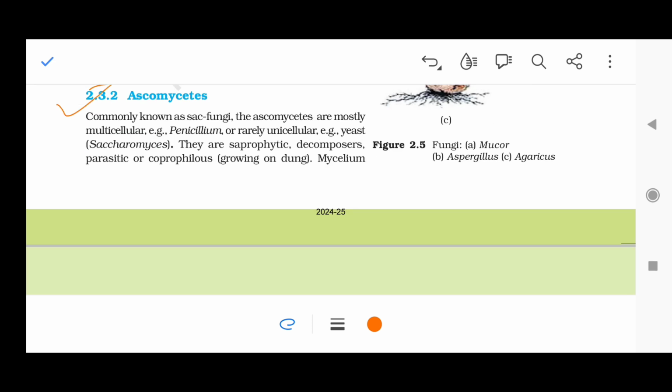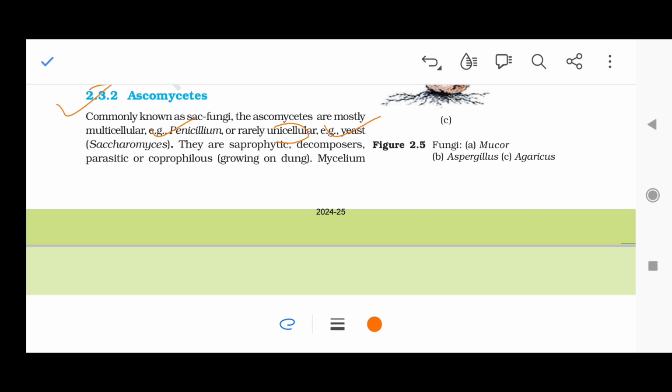Now come to the Ascomycetes. It is commonly known as sac fungi. The Ascomycetes are mostly multicellular. The commonest example is Penicillium, and if they are unicellular, then in that case the common example is yeast, that is Saccharomyces. Ascus means a sac-like structure, that's why this class is called Ascomycetes, and so they are commonly known as sac fungi. The common examples we saw are Penicillium, and the unicellular example is yeast.